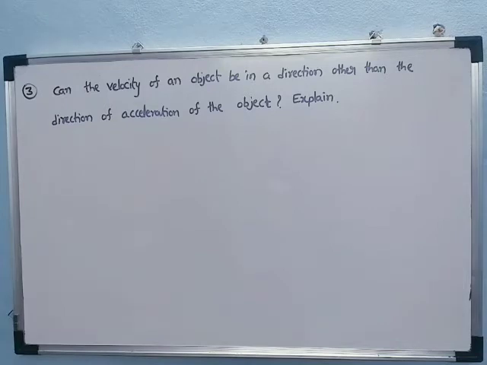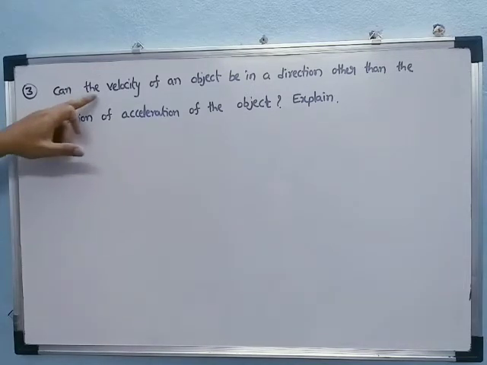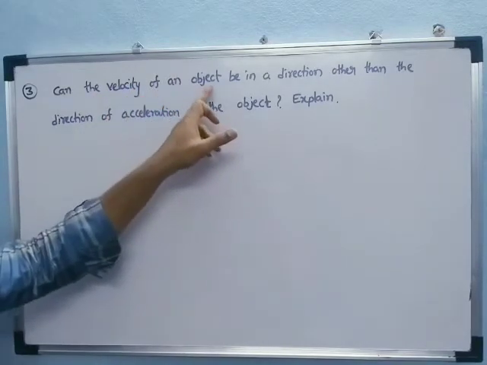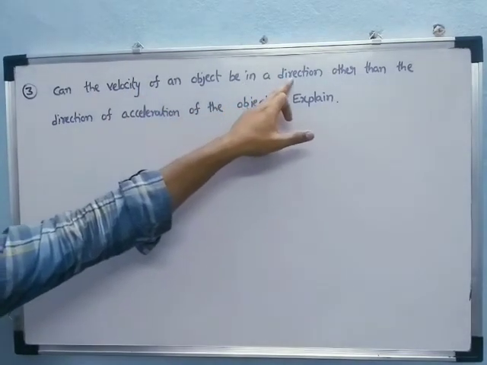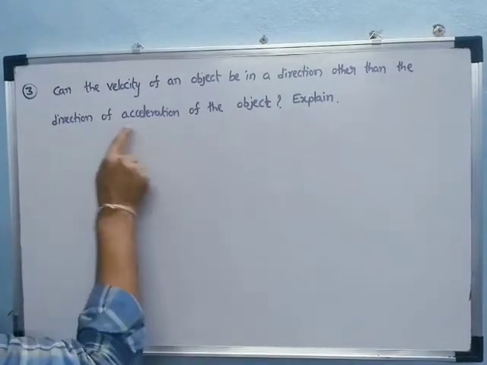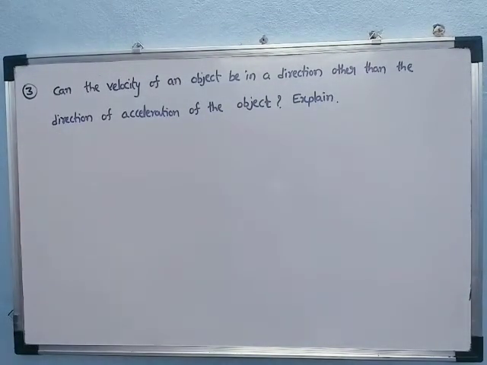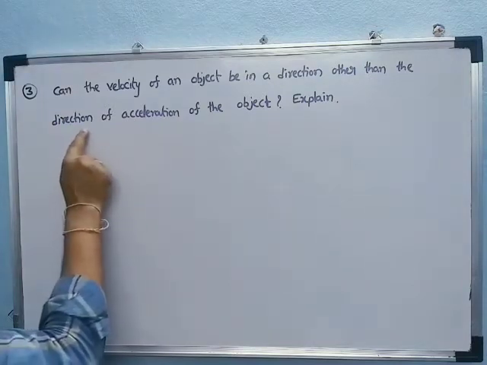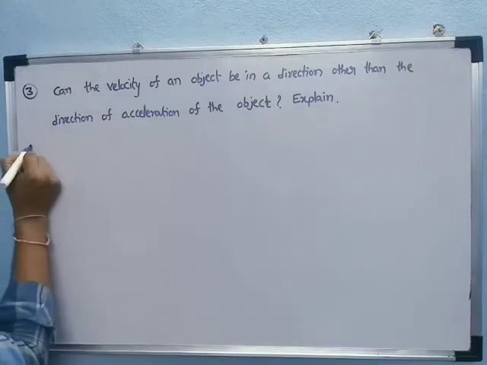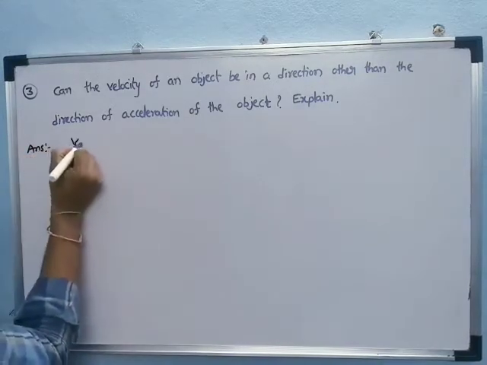See the next question. Can the velocity of an object be in a direction other than the direction of acceleration of the object? Explain. Is it possible? Yes, it is possible. Now we can say it with examples.